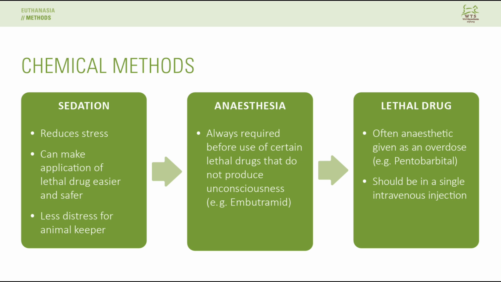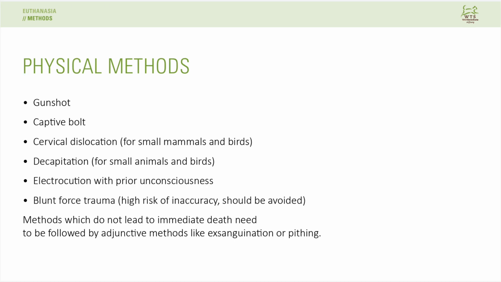In some cases, anesthesia is required before administering certain lethal drugs that do not induce unconsciousness, such as ibutramine. The euthanasia agent is often an anesthetic administered as an overdose, such as pentobarbital, and should ideally be given as a single intravenous injection. Physical methods of euthanasia include gunshot, captive bolt, cervical dislocation for small mammals and birds, decapitation for small animals and birds, and electrocution after the animal has first been rendered unconscious.